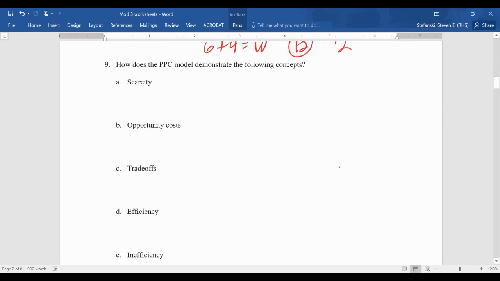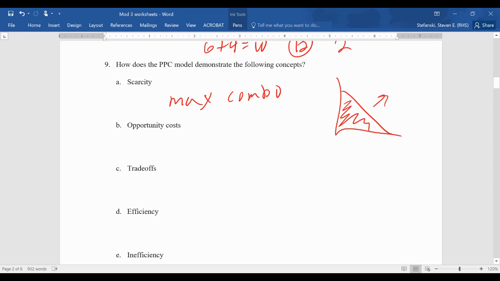So number 9 then says, how does the production possibility curve demonstrate the following concepts? So scarcity, it shows the max combo of what you could produce, right? We cannot produce more than our resources allow. So when we think of the production possibility curve, we can't be out here, it's on the table, and inside here is inefficient, right?